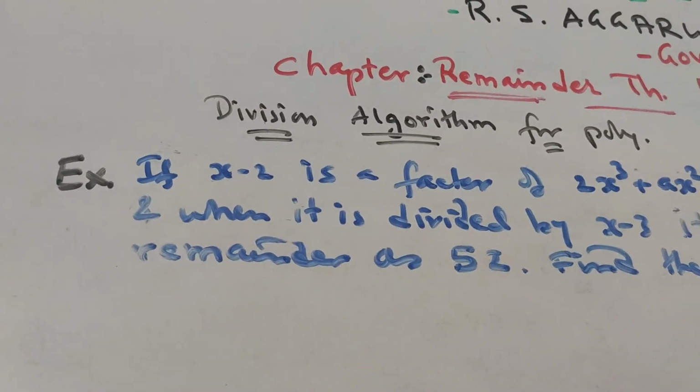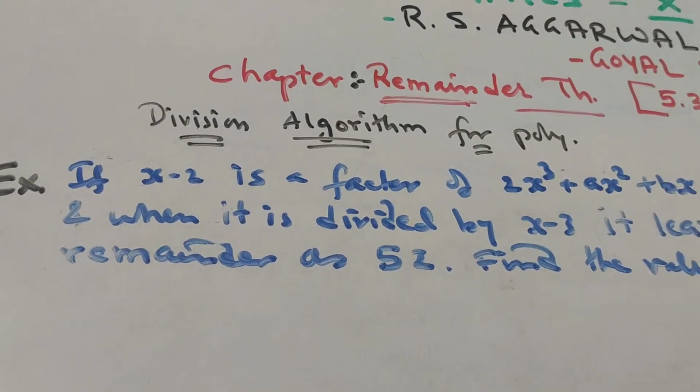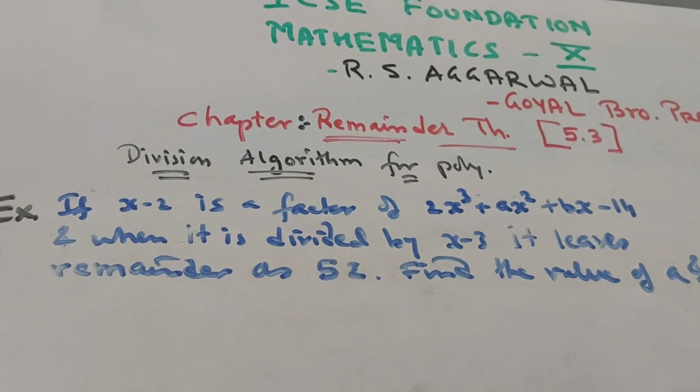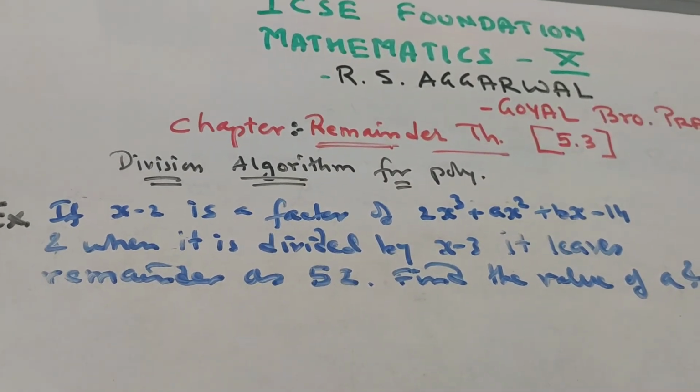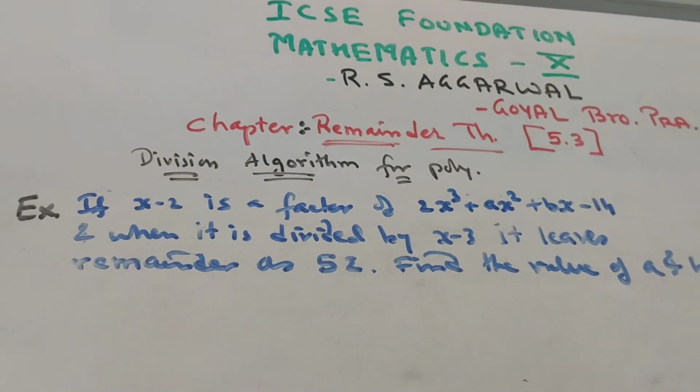So here is another type of example. If x minus 2 is a factor of 2x cubed plus ax squared plus bx minus 14, and when this expression is divided by x minus 3, it leaves remainder 52, find the values of a and b.